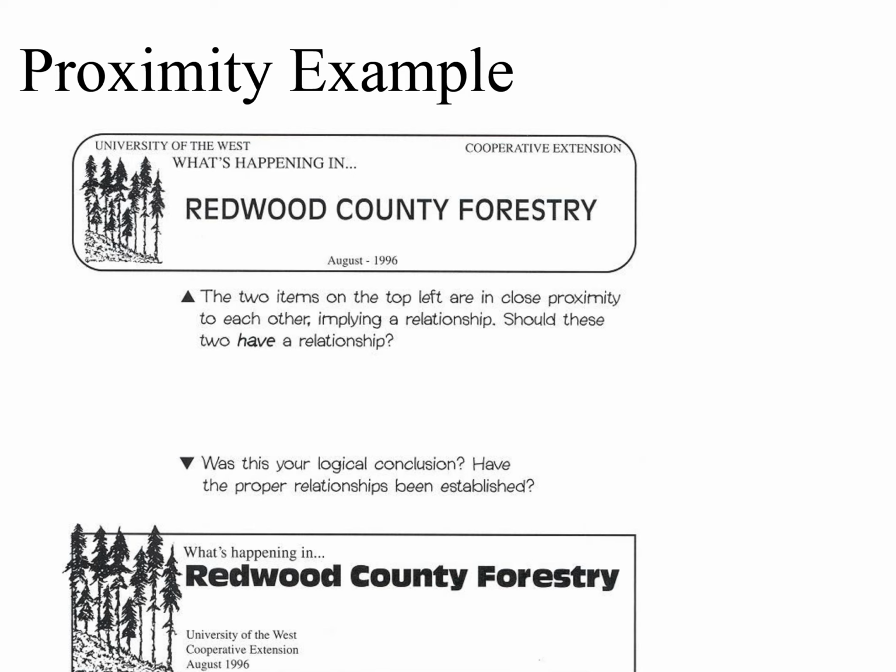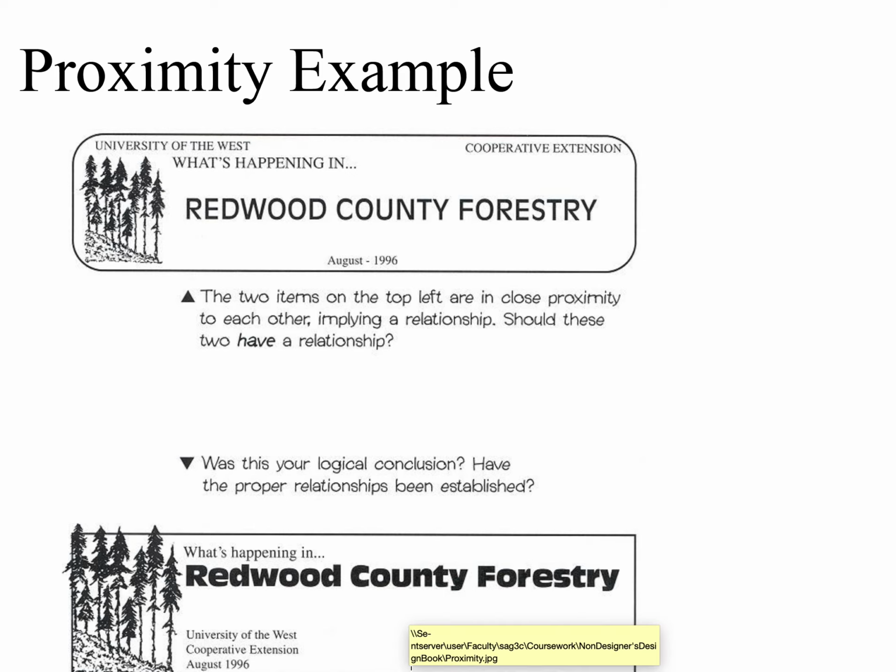They actually create a sentence, but University of the West is more of a label, and it's actually mirrored. If you go on the right side, it says cooperative extension. So University of the West and cooperative extension should be together, because those are like the location and the event. But what's happening in Redwood County Forestry is essentially the title of the event.